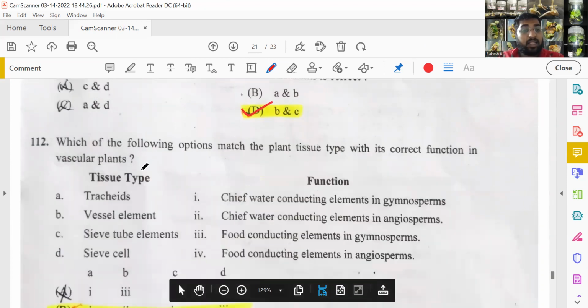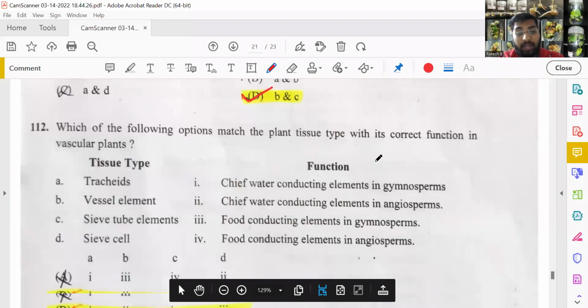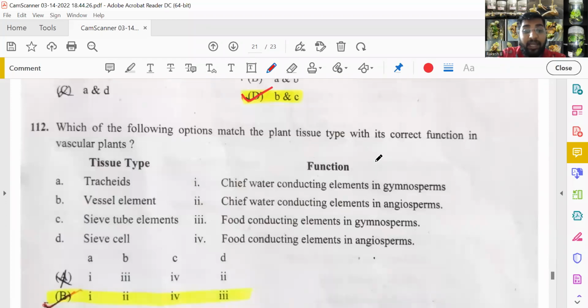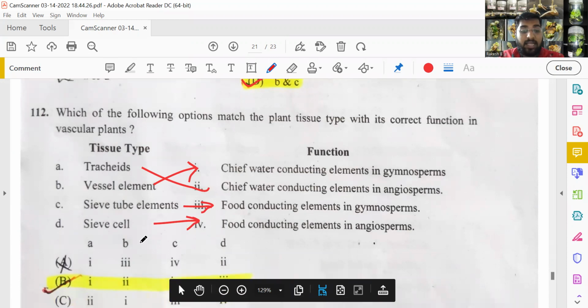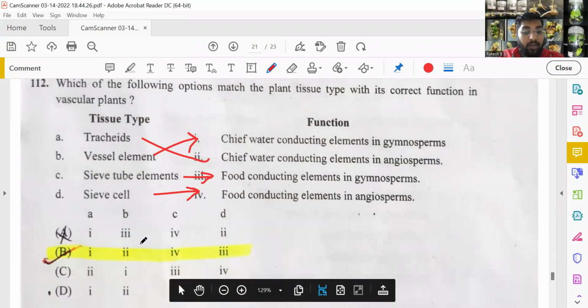Which of the following options match the plant's tissue type? See, it's very important, very simple. Tracheids are the chief water conducting elements in the angiosperm. Vessel elements are the chief conducting elements in the gymnosperm. Sieve tube elements in gymnosperms, and sieve cells in the food conducting of angiosperms. So if you know that, you can easily answer.